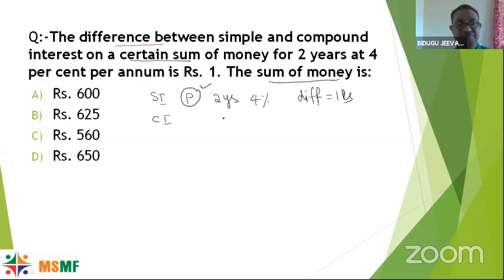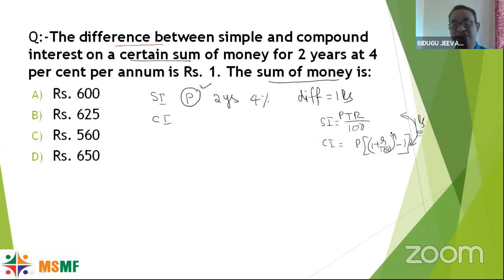Okay. Now what to do? We have the formula for simple interest, that is PTR by 100. And the compound interest is clearly given as P into (1 plus R by 100) whole power n, minus 1. This difference is given as 1 rupee. Now, if you have to express it, it's very difficult to calculate.